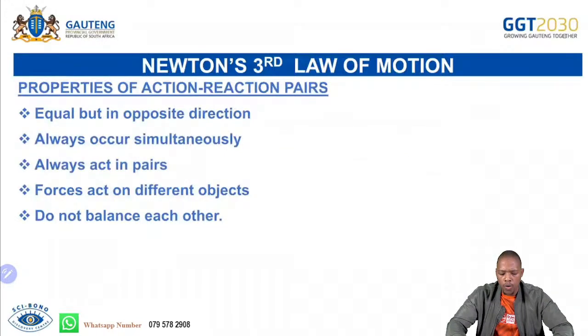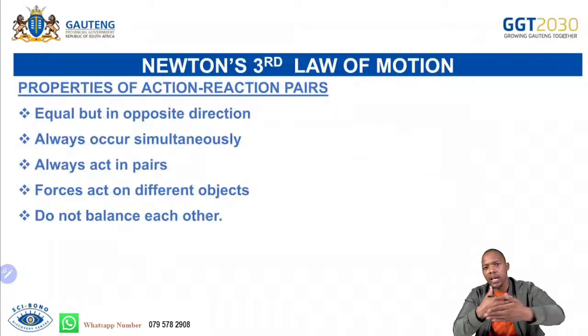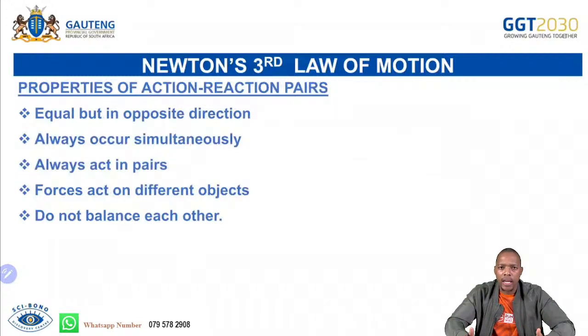Okay, so just to try and sum up Newton's third law, grade 12, before I move on to momentum, I want us to look at a summed up properties of action-reaction pairs. In Newton's third law, you must always remember this, I can't stress it enough, that the forces are always equal, but they are in opposite direction. Number two, they always occur simultaneously at the same time. You're not going to have a force acting and another force reacting after some time. They act and react exactly at the same time.